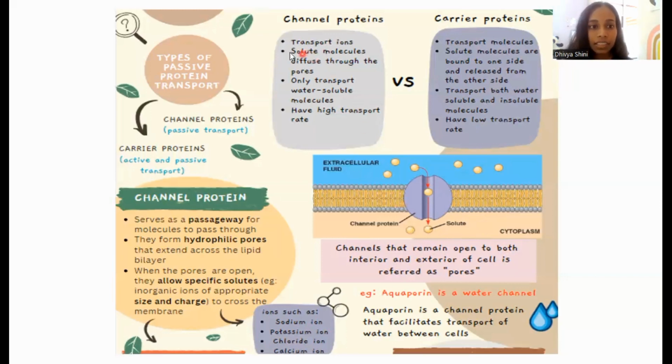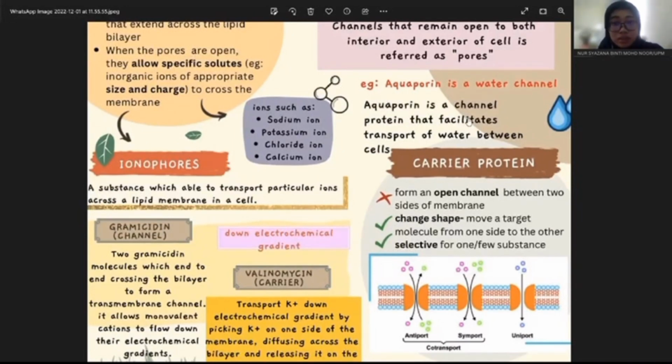So let's see the channel protein versus carrier protein. Channel proteins transport ions only, but carrier proteins transport molecules. For channel protein, solute molecules diffuse through the pores. But for carrier protein, solute molecules are bound to one side and released from the other side. Channel proteins only transport water-soluble molecules, but carrier proteins transport both water-soluble and insoluble molecules. Channel proteins have a high transport rate, but carrier proteins have a low transport rate. That's all from me. Now, let's know more about carrier protein in passive transport.